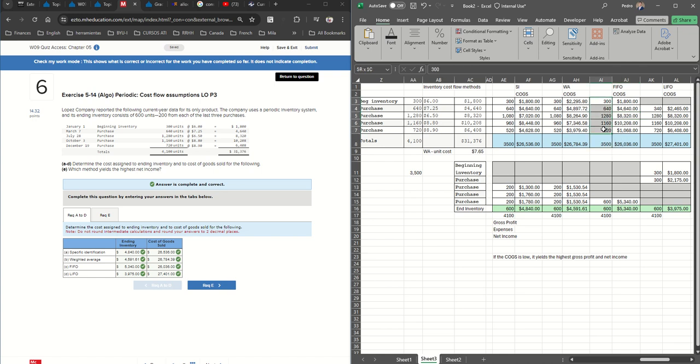Something that helped me to complete this part of the exercise correctly was having these cells here and adding these cells to obtain this number, which is 3,500, those units that were sold. So what I did was complete it based on this addition. You see, I know that the first stuff sold is the first stuff purchased.